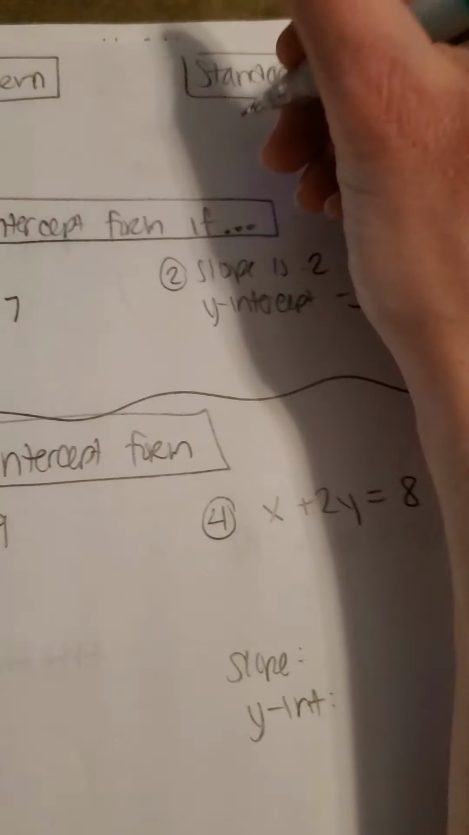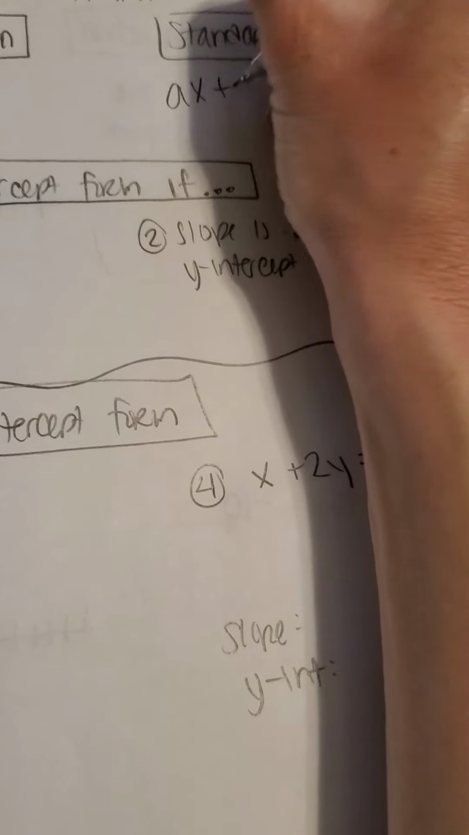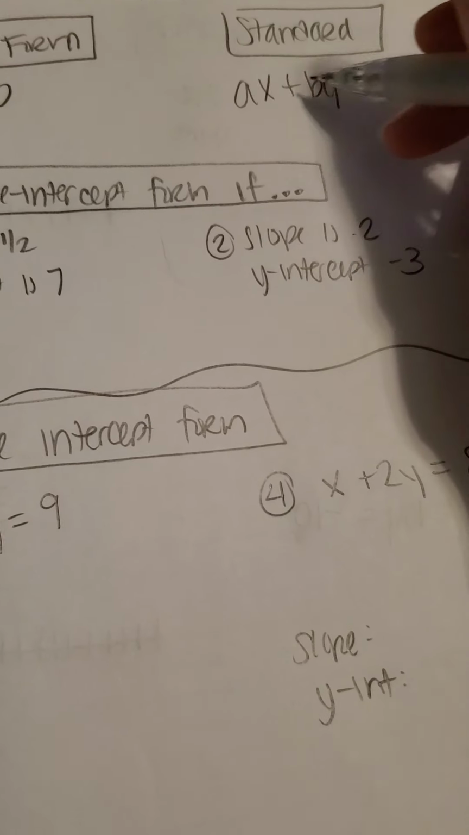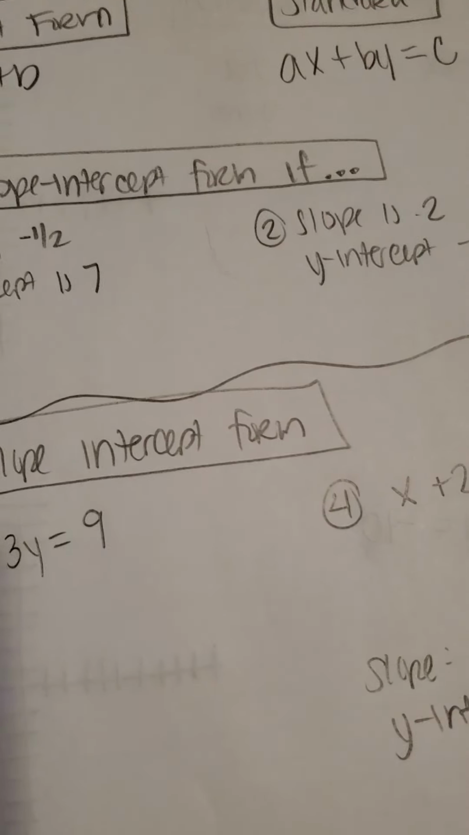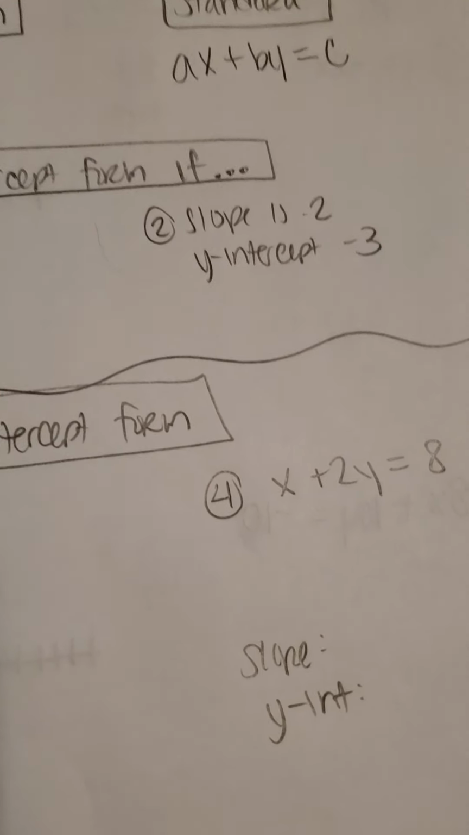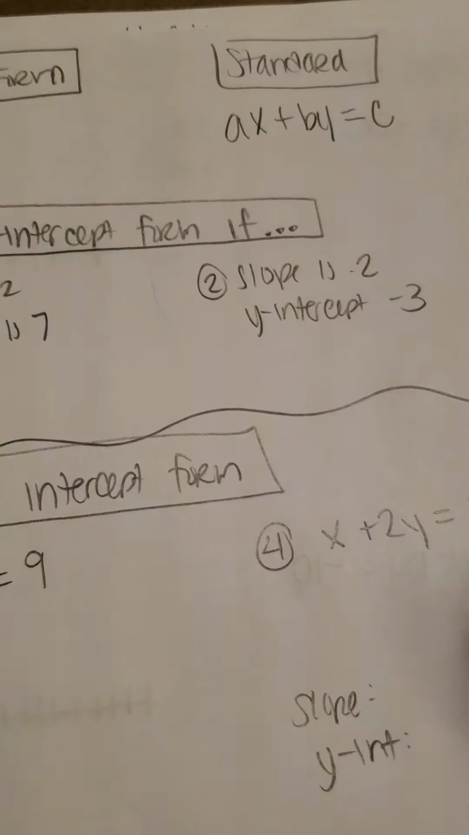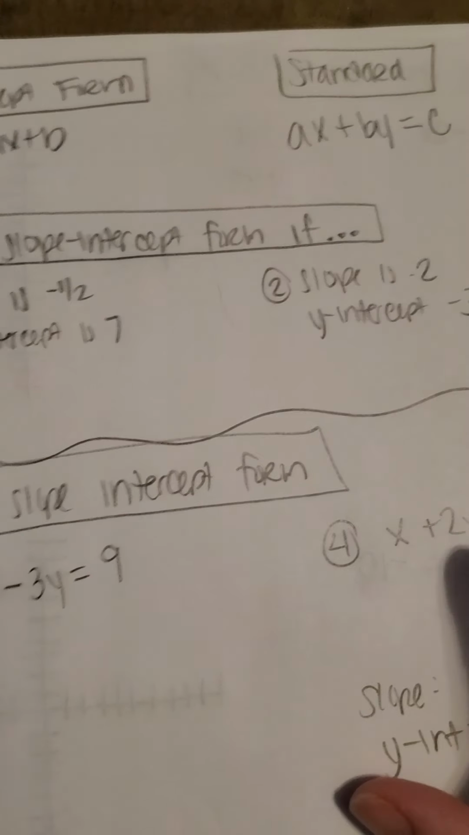Your standard form is going to be you just have your x and y on the same side. They might have a number out in front. That's all that the a's and the b's stand for. And then you're going to have something like 2 or 7, just a constant on the other side. So just a different type of form that you might see.